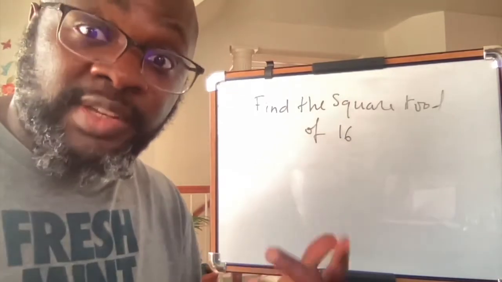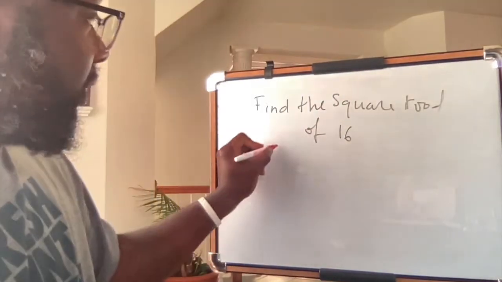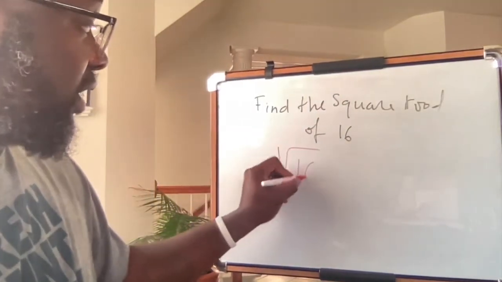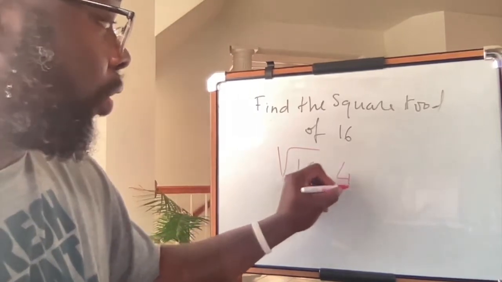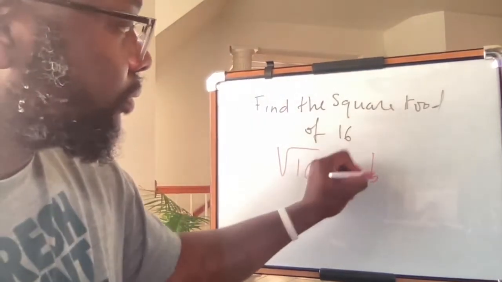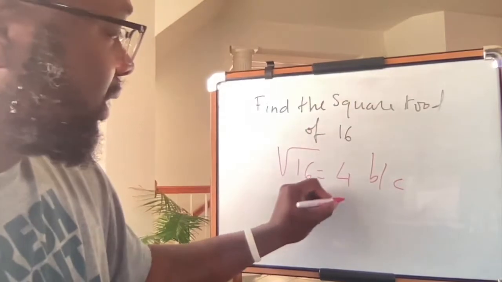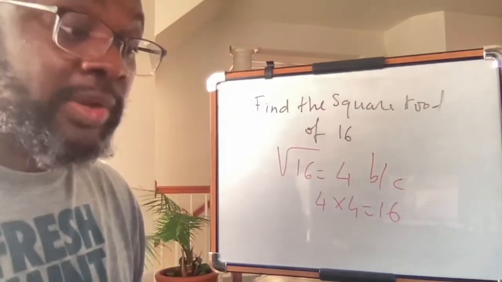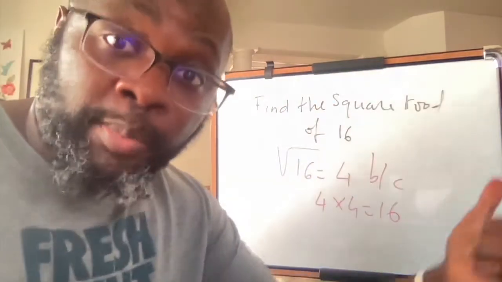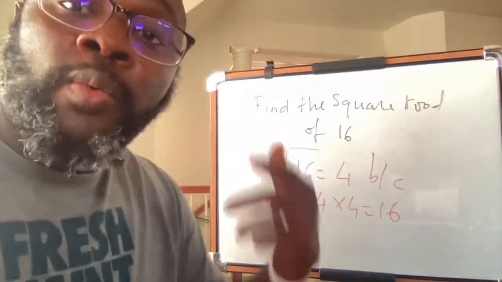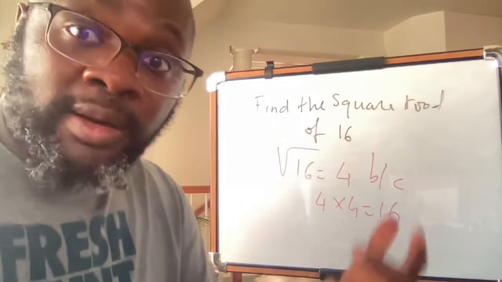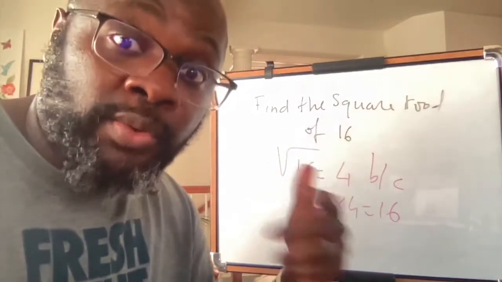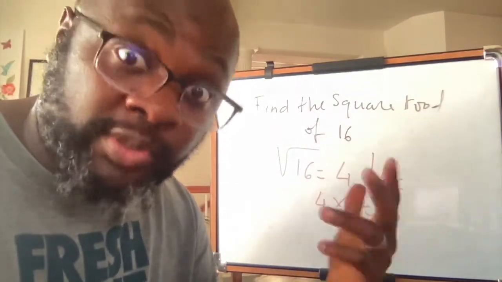So square root of 16 is written this way. It's like a V, okay? Square root of 16, and the square root of 16 is 4, because 4 times 4 gives you 16. So basically when you hear, what is the square root of a number, what they are asking you is what number multiplied by itself gives you that original number that you are asked to find the square root of.